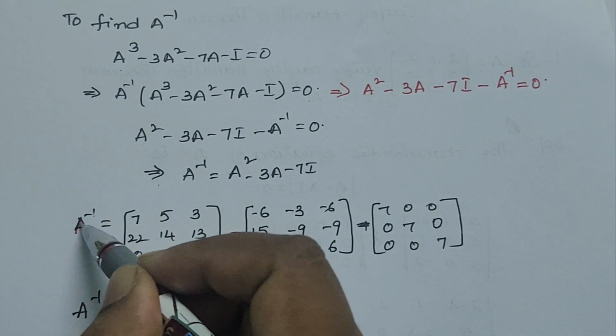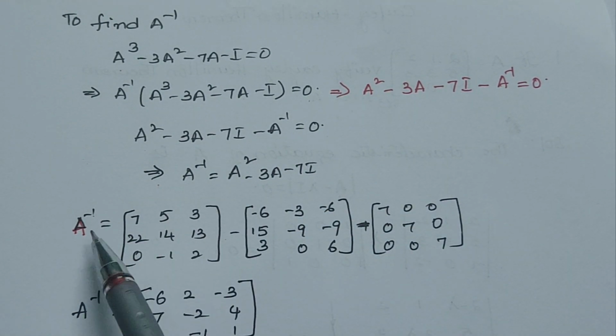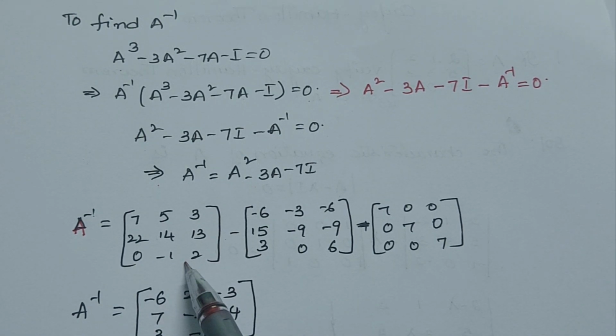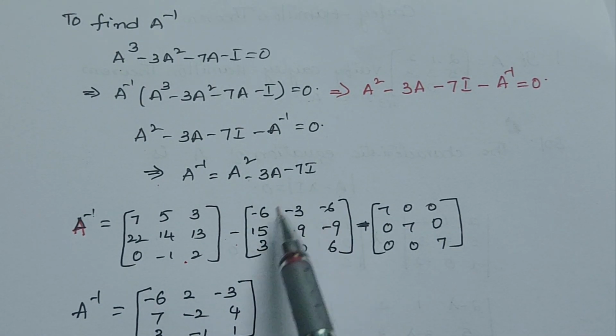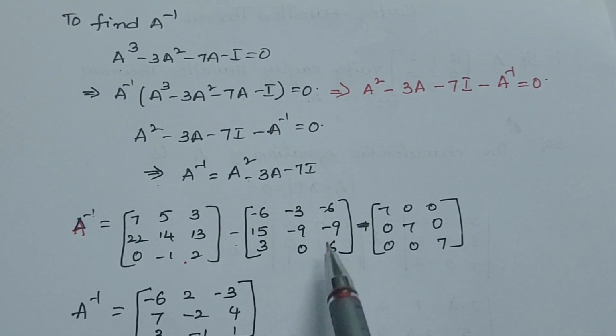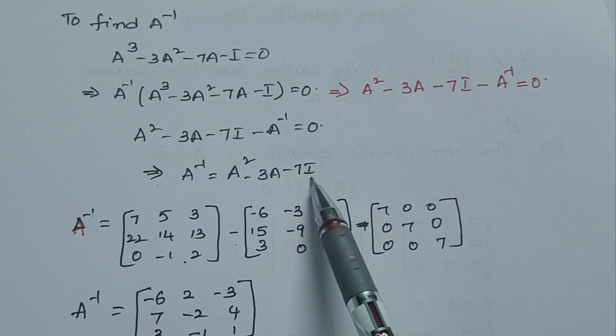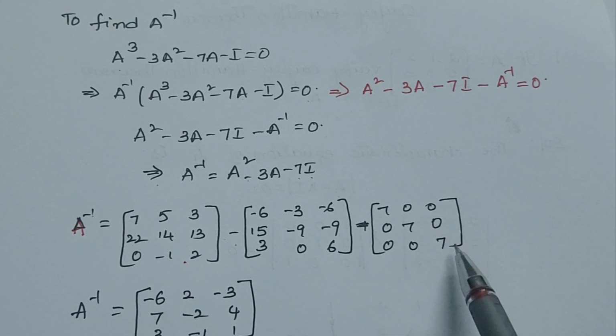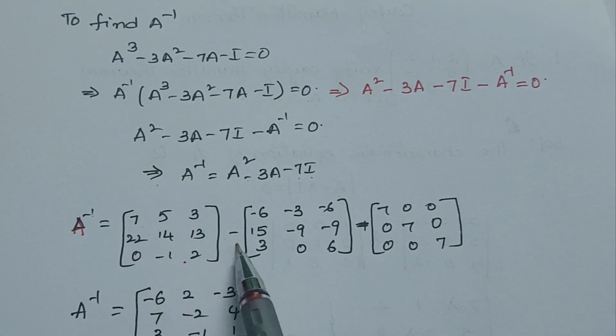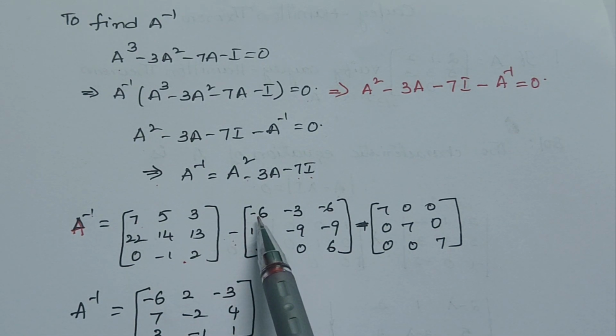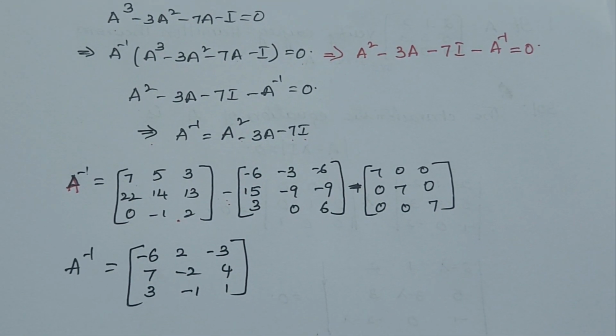Now substitute in the A inverse equation. A inverse equal to A square, this is A square minus 3A, multiply A with 3, then we will get this, minus 7I. I is the identity matrix, multiply it with 7, then you will get this. Now 7 minus of minus 6, 7 plus 6, 13, 13 minus 7 is minus 6. So we will get these values. So this is the value of A inverse.